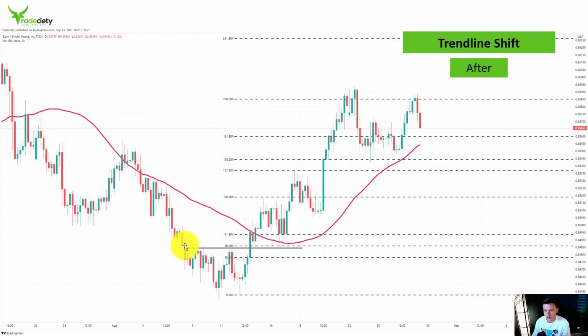And this is how it could or would have looked afterwards. You could have then chosen to use the 50 period moving average as a way to trail your stop loss. That is how you can very nicely use the stop loss as well. And you can see the market hit 161, hit 200, and then pretty much after that, the trend has died down. So a great way how you can use multiple tools to find a great trading opportunity.